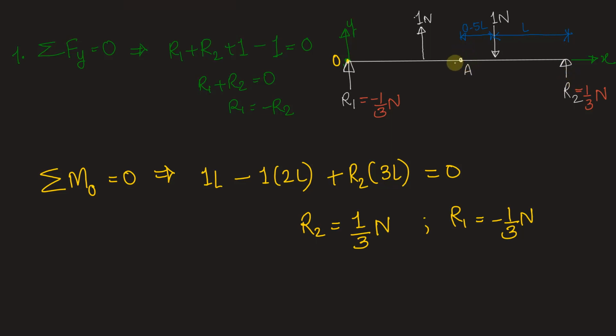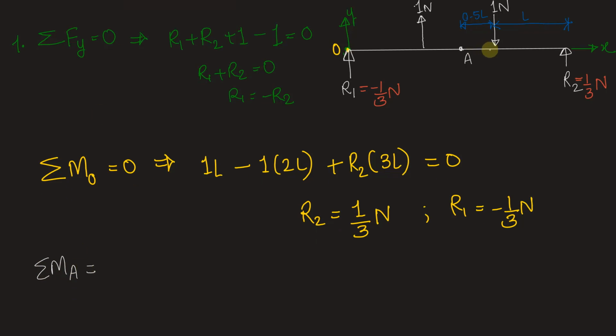To find out the bending stress at point A, we'll have to first find moment at point A and then use the pure bending equation to find out stress. So summation of moment about A is equal to, taking it from the right hand side, we have 1 into 0.5 L minus 1 by 3 into 1.5 L. What we get here is 0.